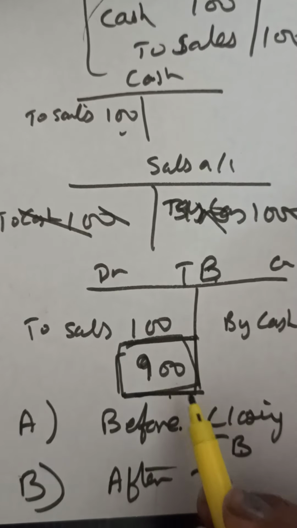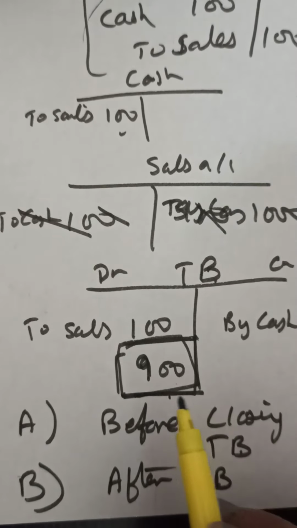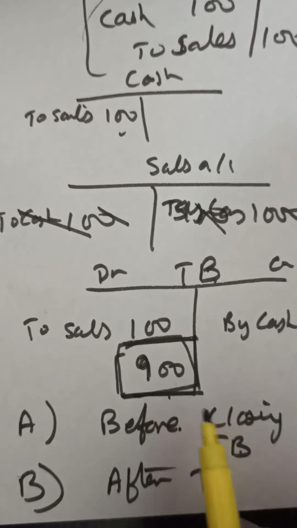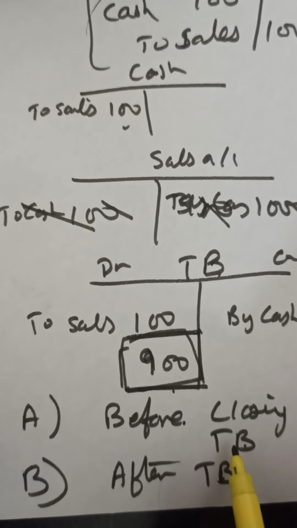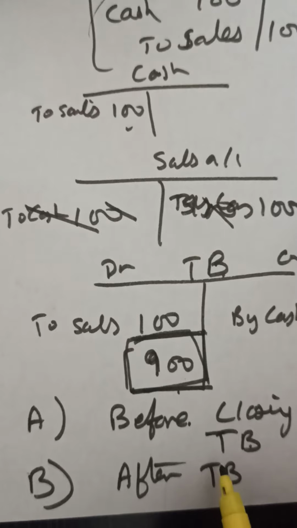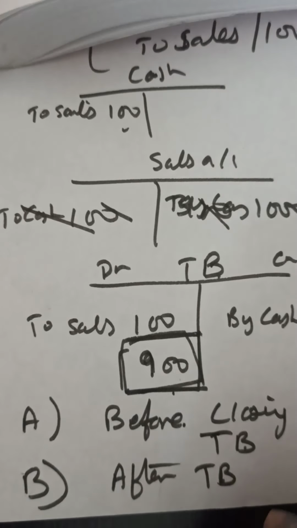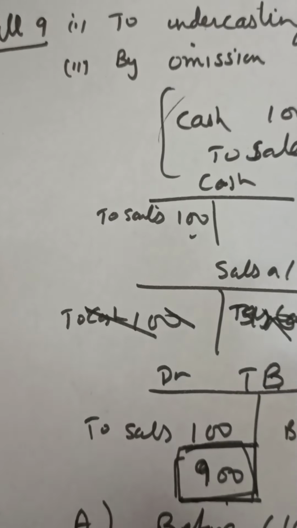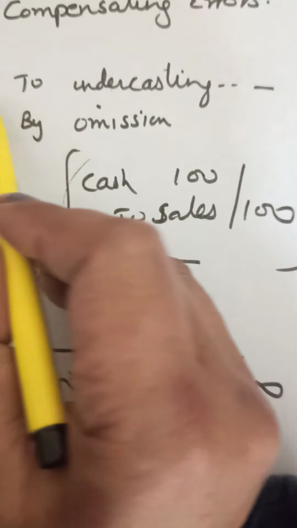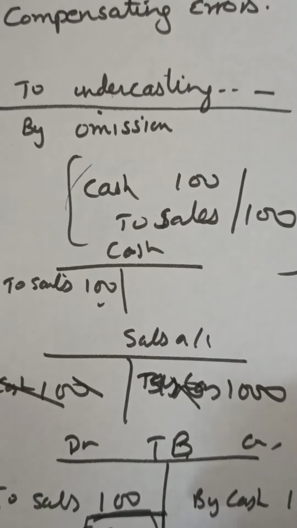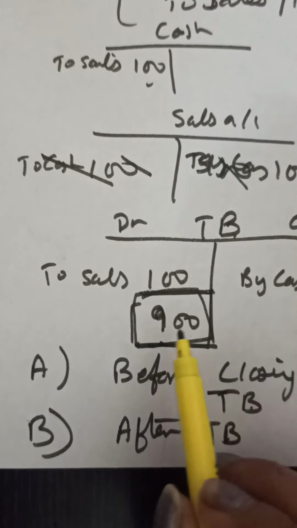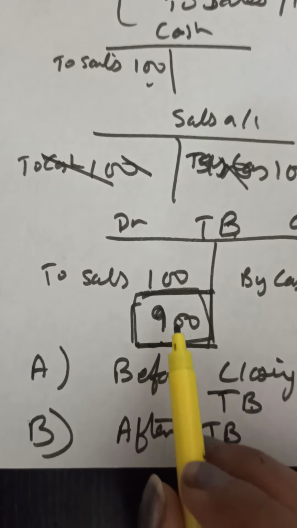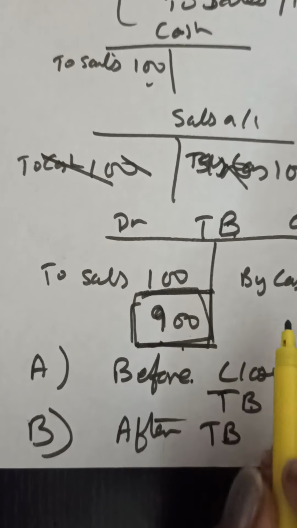Suppose this error of undercasting one side is detected, but it is located much before the accounts have been closed, before the preparation of the trial balance. How can we remove this? We do not have to do much. We just have to see which side the error is on, and we will just append a line here. Supposing the error is on the debit side, the debit side is short of the credit side by 900. My aim is just to match the two sides.